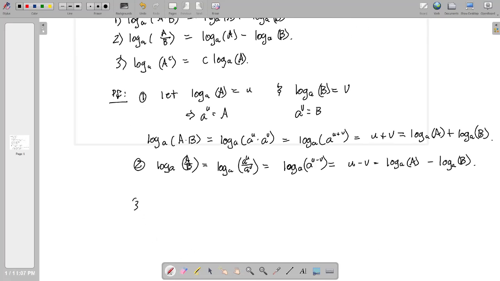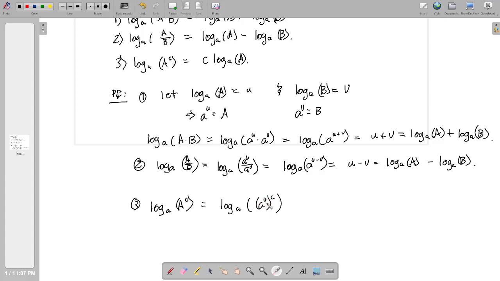And lastly, number 3, log base a of a to the c power is equal to log base a of a to the u to the c power. Remember, a is equal to a to the u power. So I'm replacing my a with a to the u.